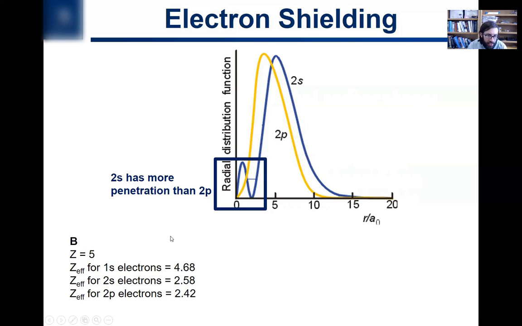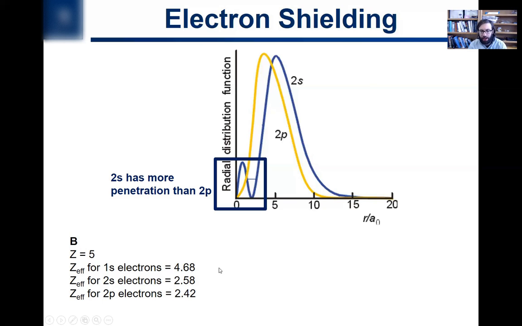So you can look at some of these Z effective numbers. For boron, for example, boron has 5 protons, so Z equals 5. That's just the number of protons, the charge of the nucleus. But you can look at it for the different electrons in boron. Boron's going to have 2 electrons in the 1s, 2 electrons in the 2s, and then the 5th electron is going to go in the 2p. And for the 1s electrons, it's pretty close to 5. It's 4.68 is the Z_eff.